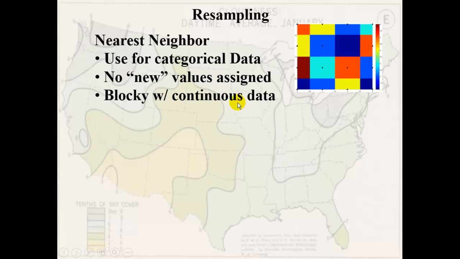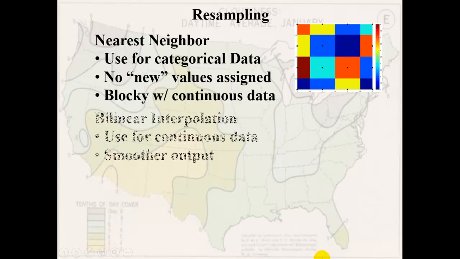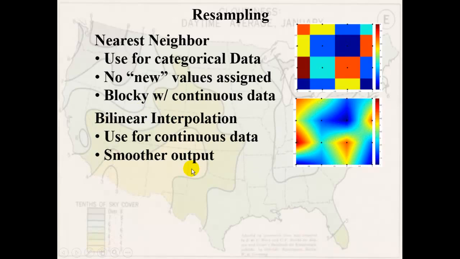So if we get a DEM, an elevation raster, that has continuous values for elevation, and we use nearest neighbor resampling, that's going to give us an output data set that doesn't look smooth and continuous. You can use bilinear interpolation. This is good for continuous data, and you can see that it kind of smooths out things. So there aren't any strong, distinct boundaries between cell values like there are in this nearest neighbor. So it does some smoothing.